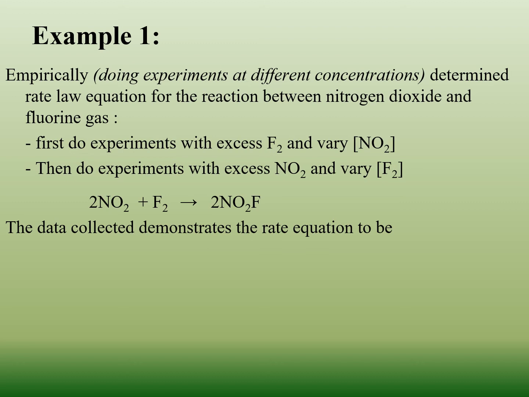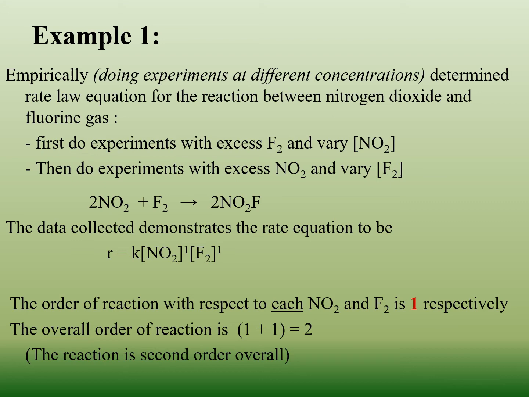The data did show a straight line for each reactant, so the data collected demonstrate the rate equation to be rate R equal to K, that proportionality constant, times the concentration of nitrogen dioxide to the power of 1, meaning it's a first-order reaction, times the concentration of fluorine to the power of 1, meaning it's also a first-order reaction. Therefore, the order of reaction with respect to each nitrogen dioxide and fluorine is 1. They are each first-order reactions.